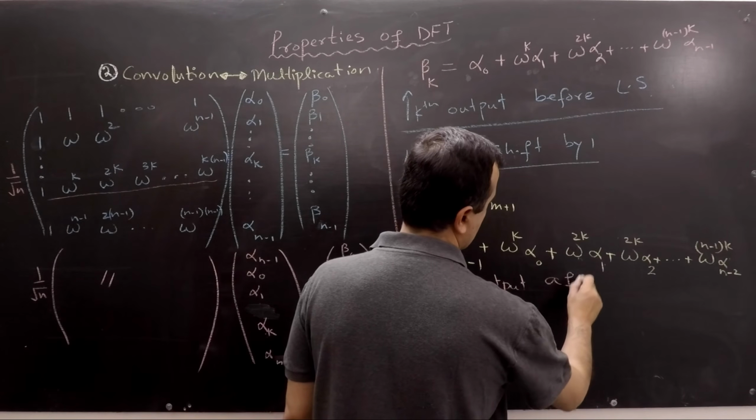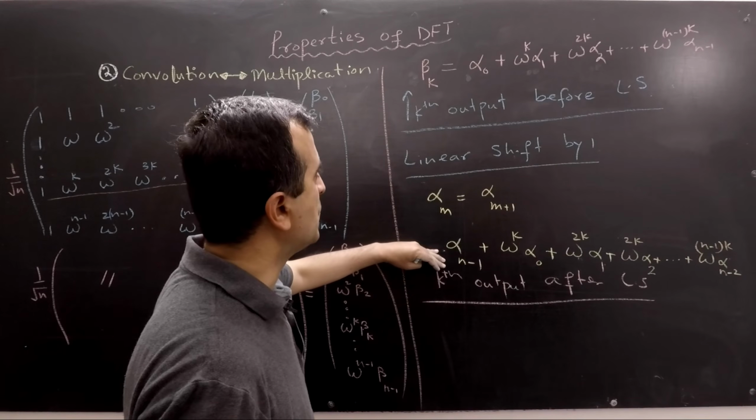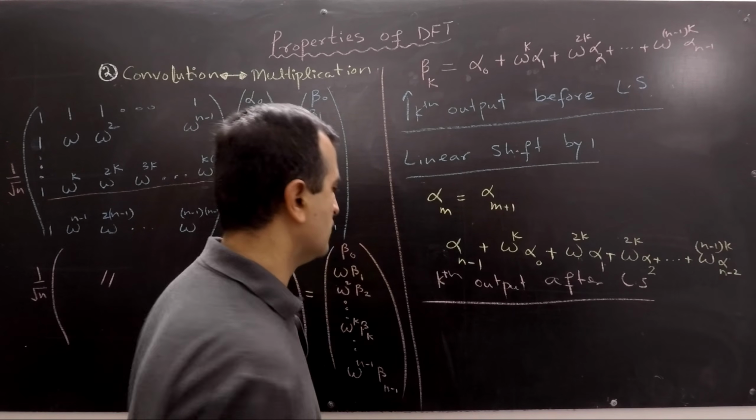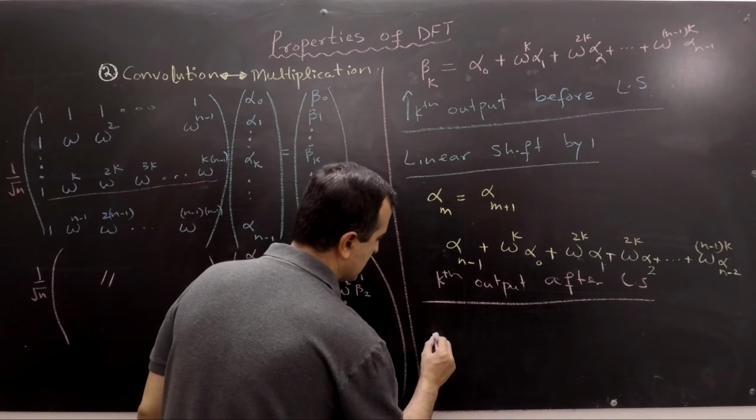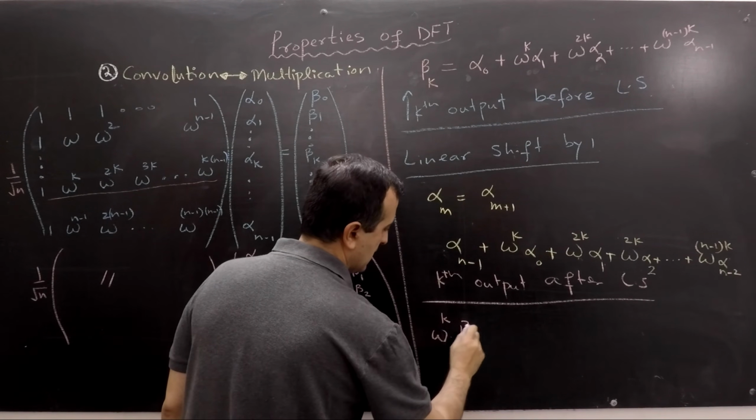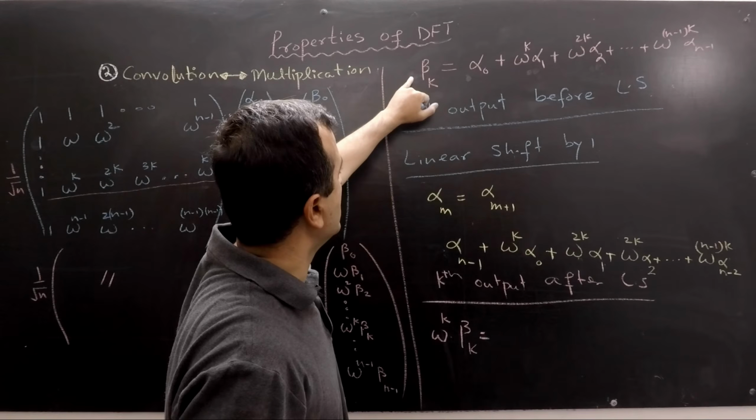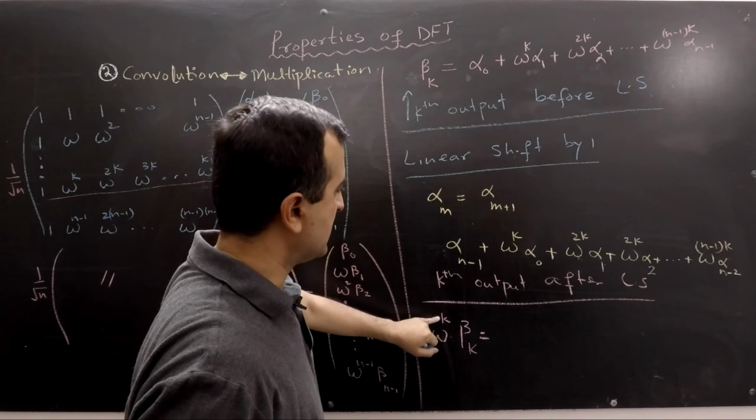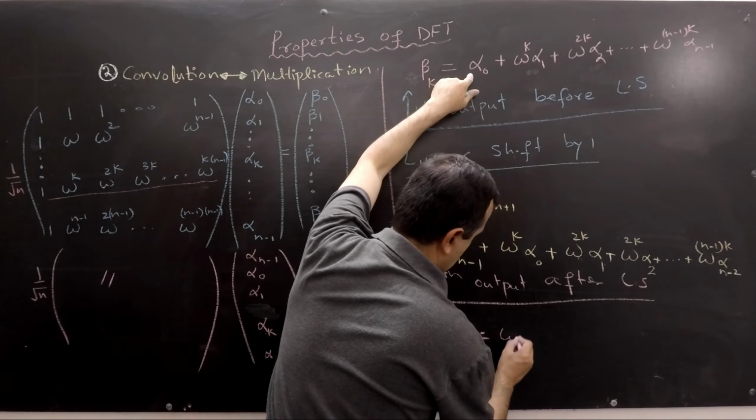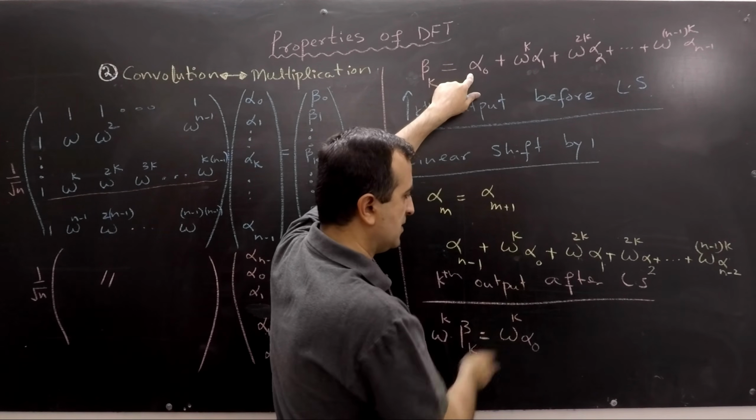And now what we have to show is that this output is the same as the output before linear shift, but only has a phase attached to it. So what we have to show is that this output is equal to omega raised to power k times the previous output, which was beta k. And this is easy to show, because when we multiply our previous output with omega raised to power k, we get this output, because when we multiply alpha 0 with omega raised to power k, this is the same as my output after the linear shift.